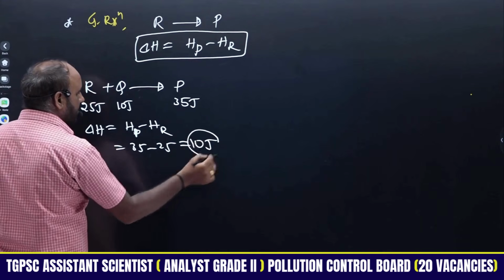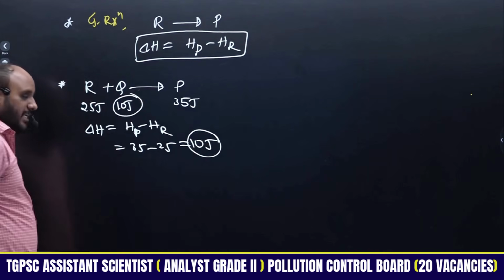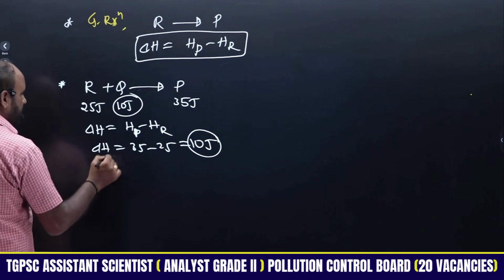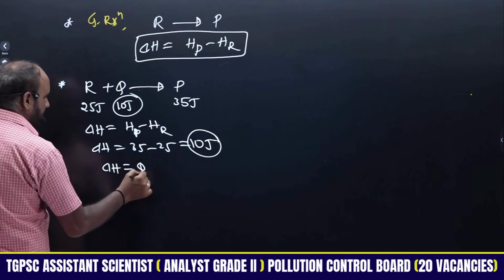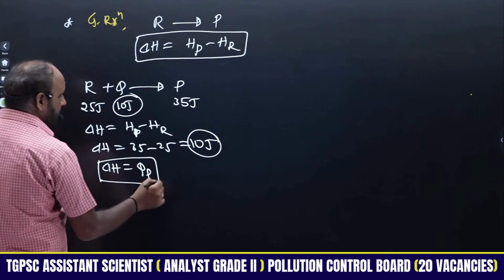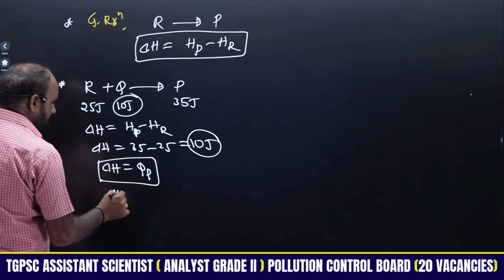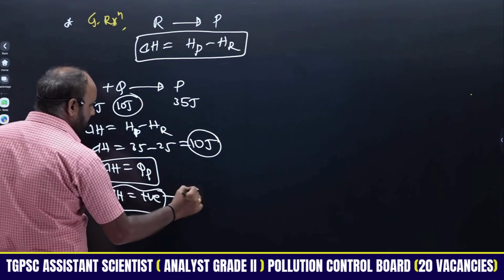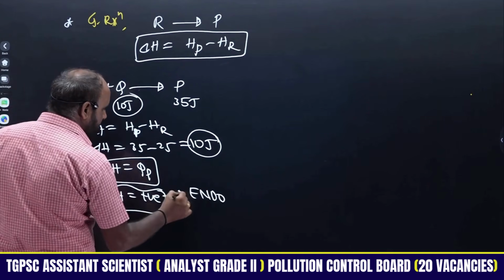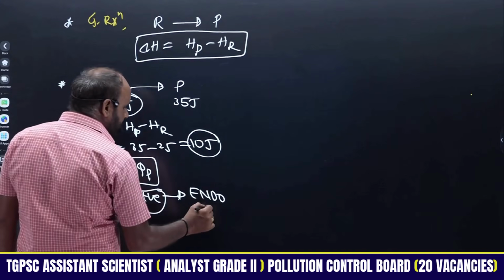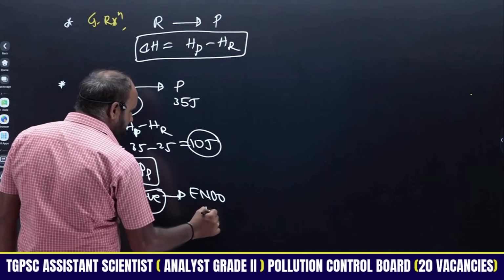These 10 joules will be equal to the absorbed heat energy. This entire process is carried out at constant pressure only. So hence delta H is equal to Q of P. Here we are getting a positive sign, so delta H is positive. This reaction is known as an endothermic reaction, similar to delta E.